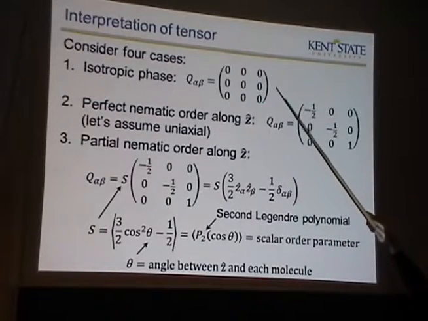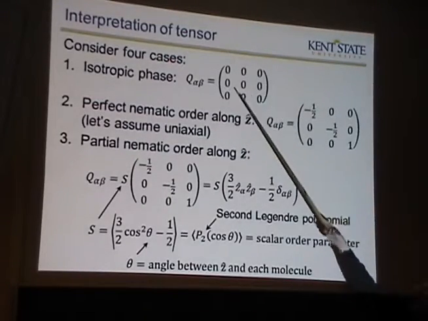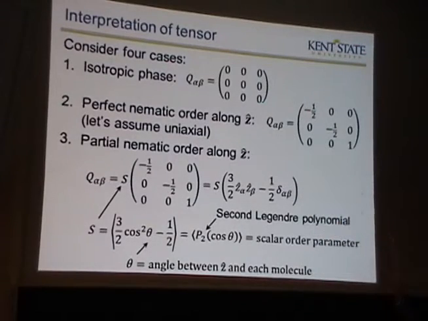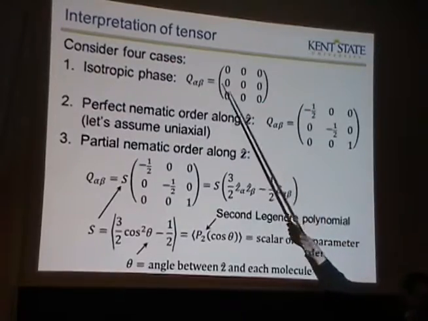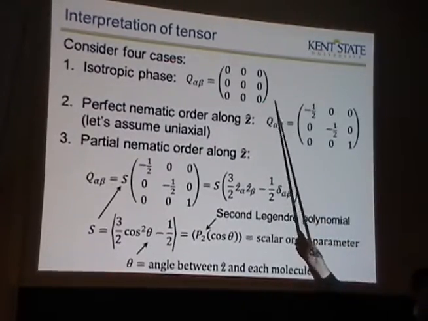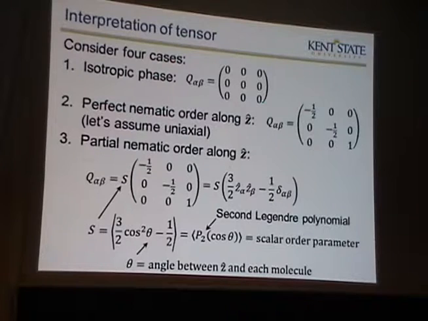So this would actually be a nice homework problem. It's a homework problem: for an isotropic distribution of molecules, calculate this Q alpha beta and show that it's equal to 0.